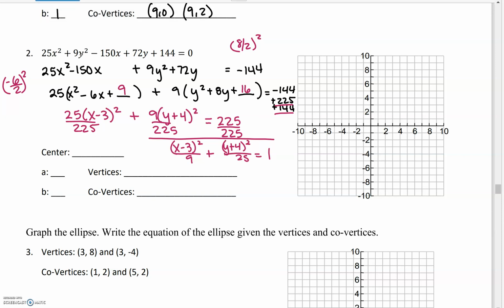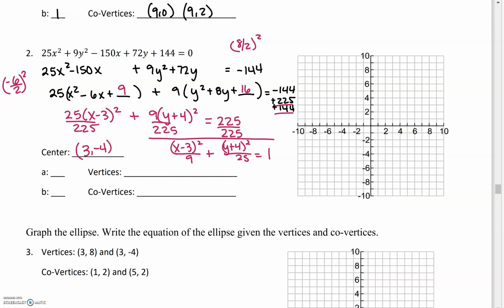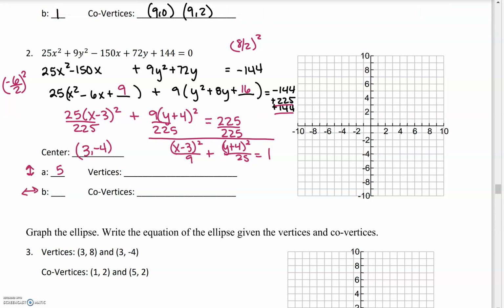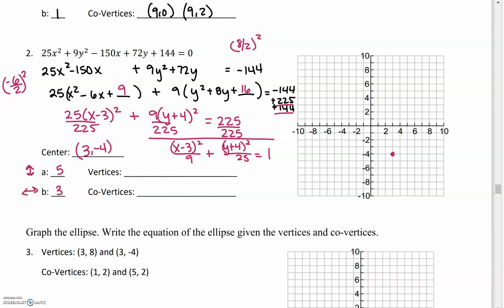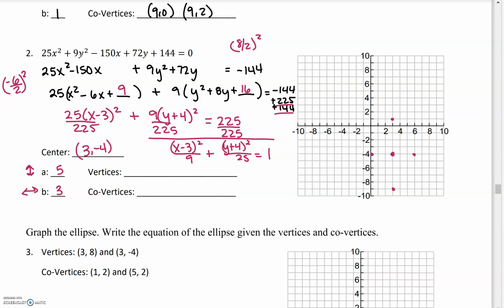So we can see our center's at 3, -4. We can see our a, which is bigger right here, is 5. Keep in mind that's vertical because of the y, and this is horizontal because of the x, which will be 3. And so we're going to come over here to 3, -4, and we're going to go vertically 5. 1, 2, 3, 4, 5. And we're going to go down 1, 2, 3, 4, 5. And we're going to go horizontally 3, horizontally 3.